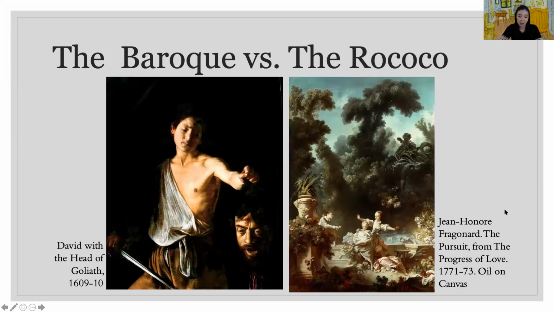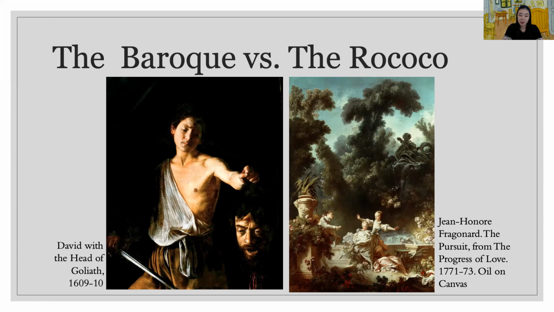And let's see the painting. The left one is the Baroque style painting, and the right one is the Rococo style painting. So these two paintings are both using deep contrast lighting, but seem very different. What's the difference?